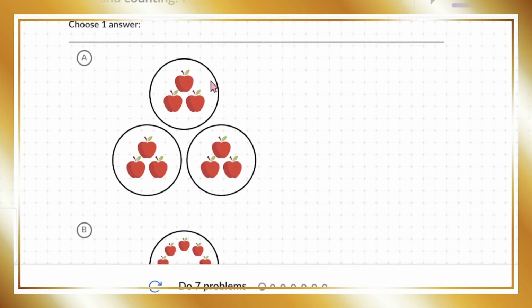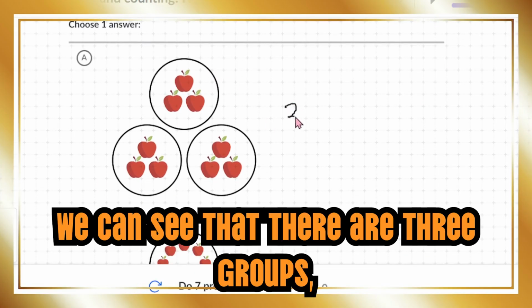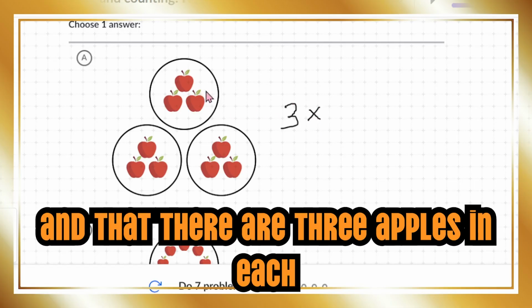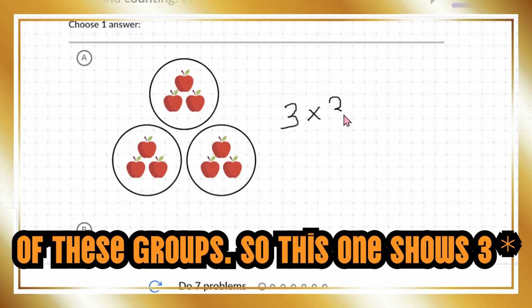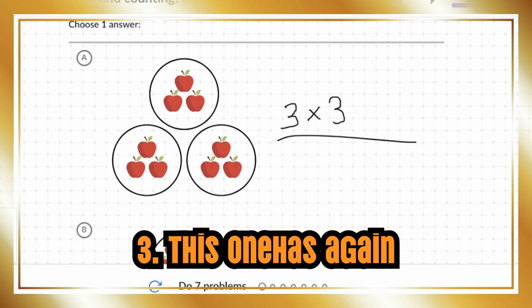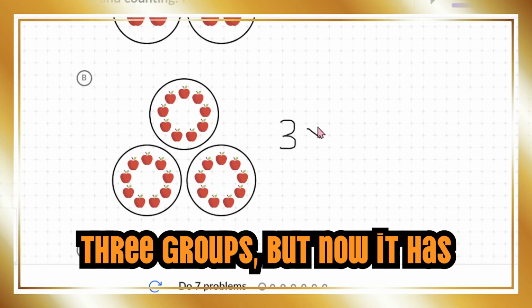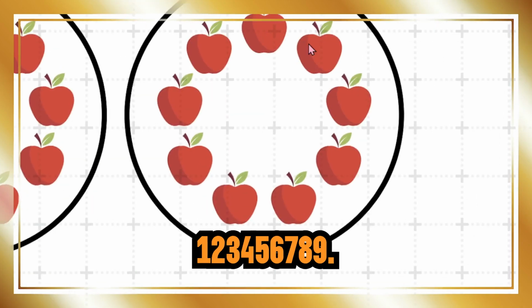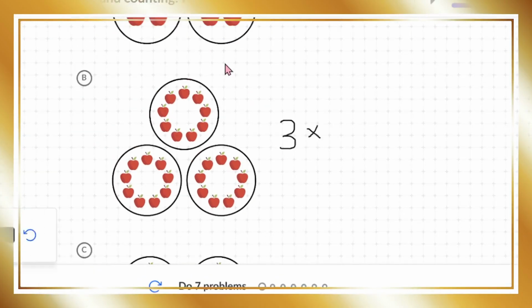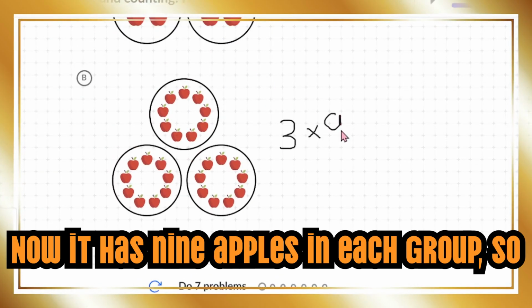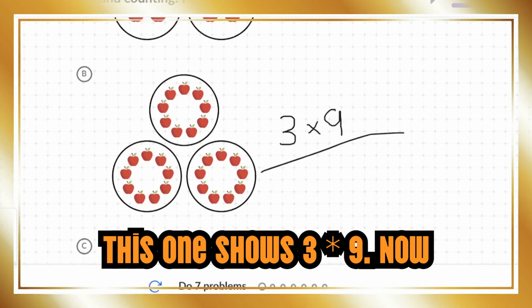So we have A. We can see that there are 3 groups, and that there are 3 apples in each of these groups. So this one shows 3 times 3. This one has again 3 groups, but now it has 1, 2, 3, 4, 5, 6, 7, 8, 9. Now it has 9 apples in each group. So this one shows 3 times 9.